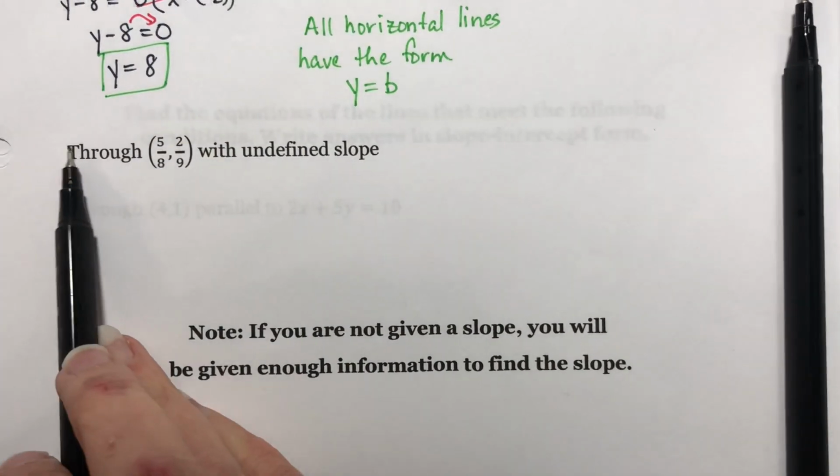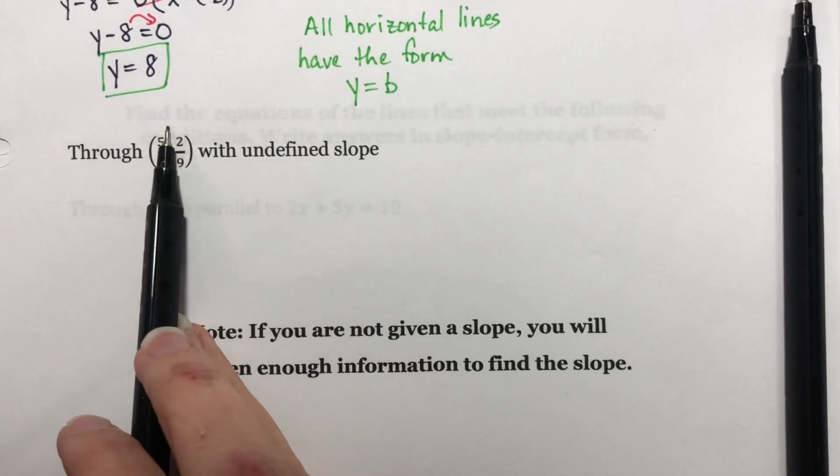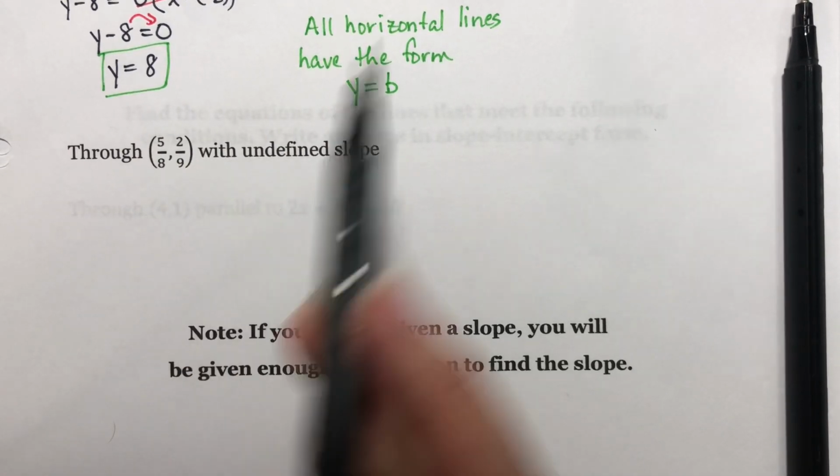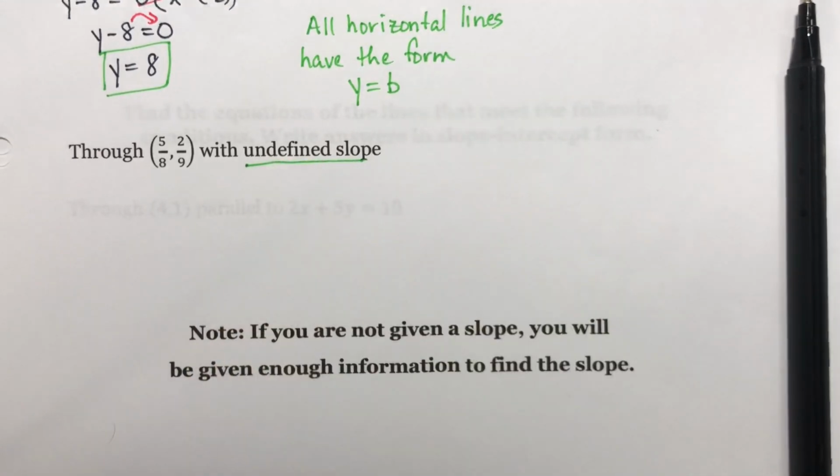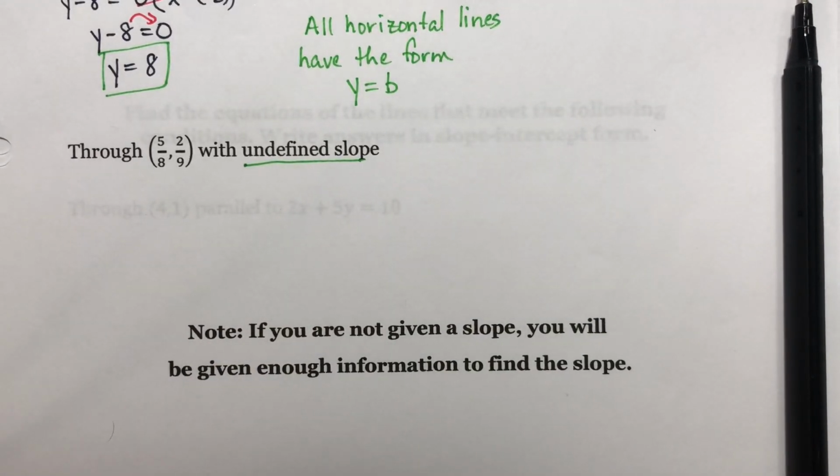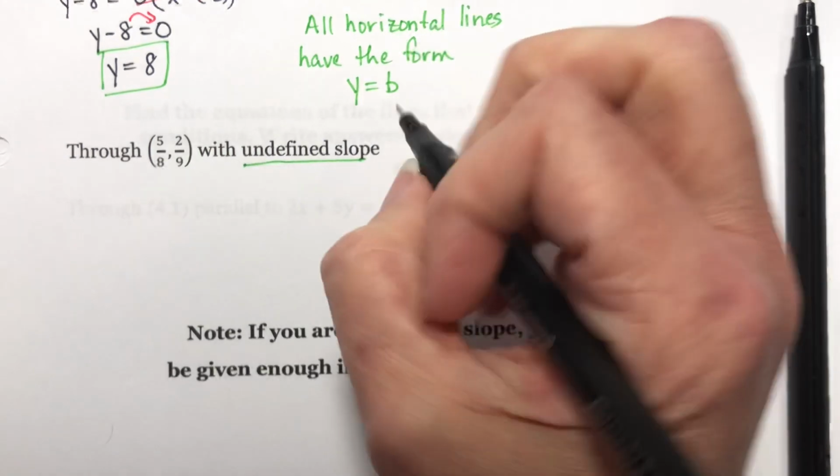Okay, I want the line that passes through the point 5/8, 2/9 with undefined slope. What kind of line has an undefined slope? A vertical line.